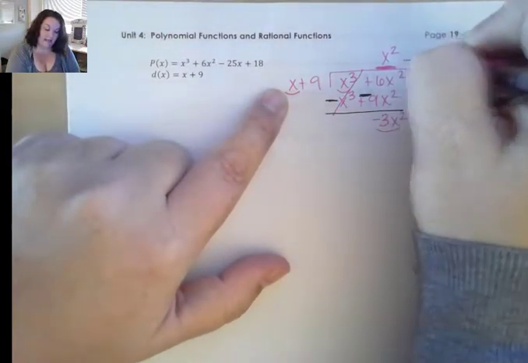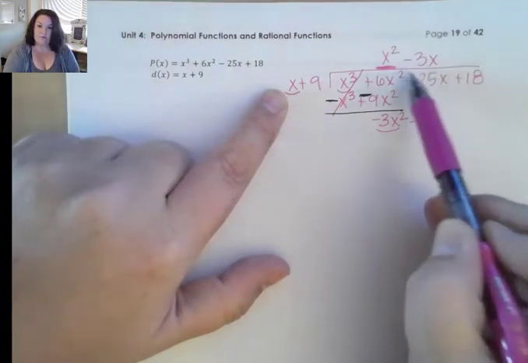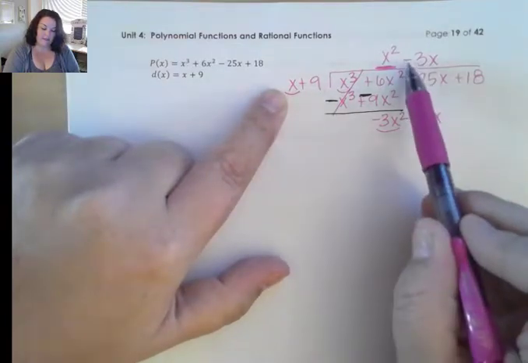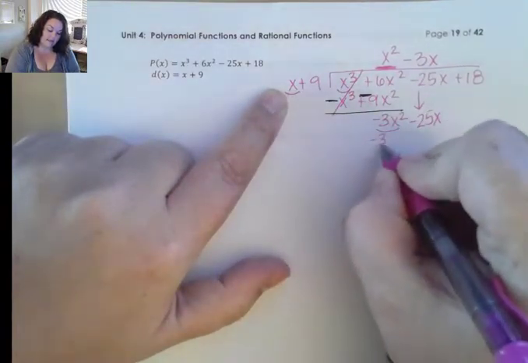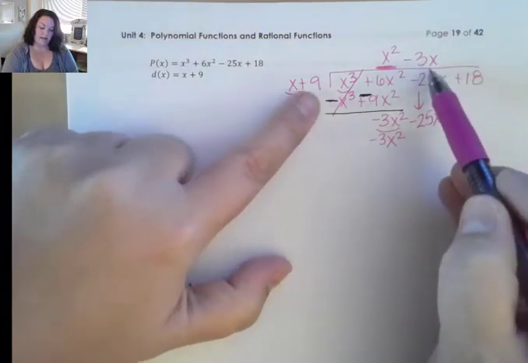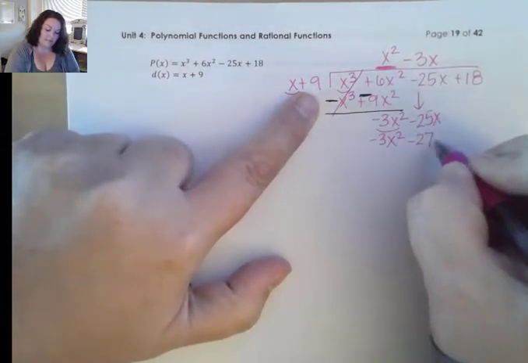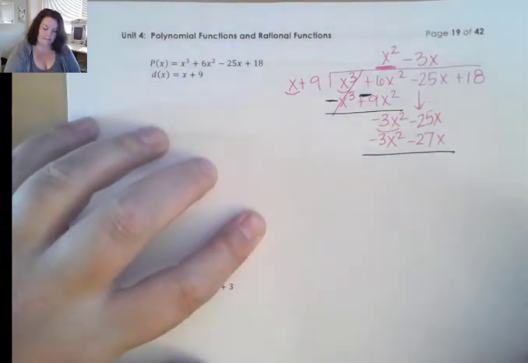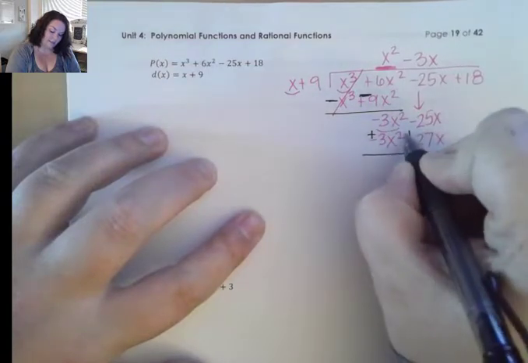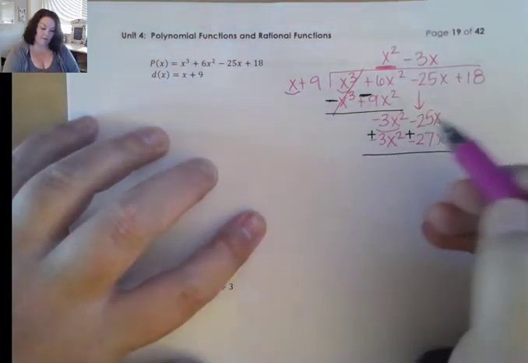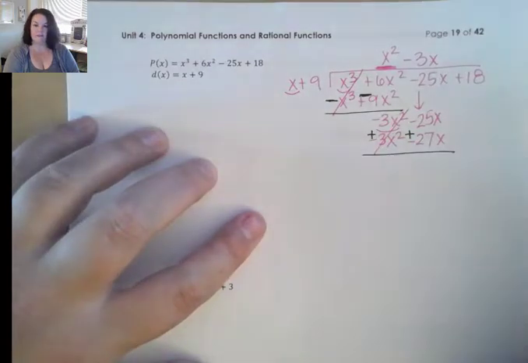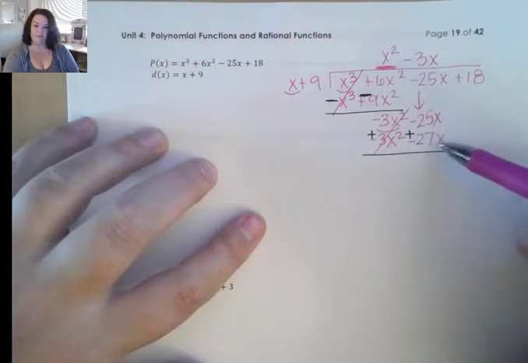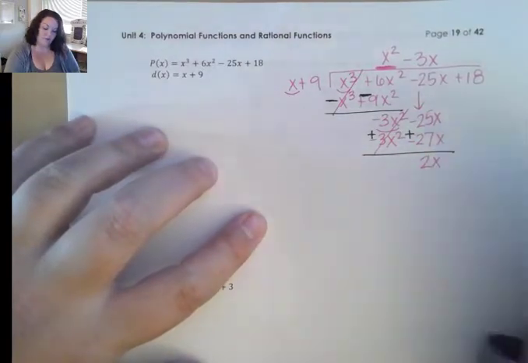So negative 3x. So I take that negative 3x and I multiply it by both terms of my divisor and write it below. So negative 3x times x is negative 3x squared. Negative 3x times 9 is negative 27x. And then I draw my line, change my signs. So in this case, they both become positive, right? And then when I combine down, my first 2 will cancel out. When I combine my next terms, I have negative 25 and positive 27, which leaves me with 2x.